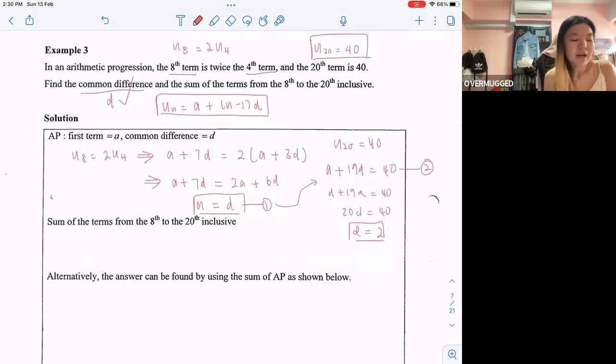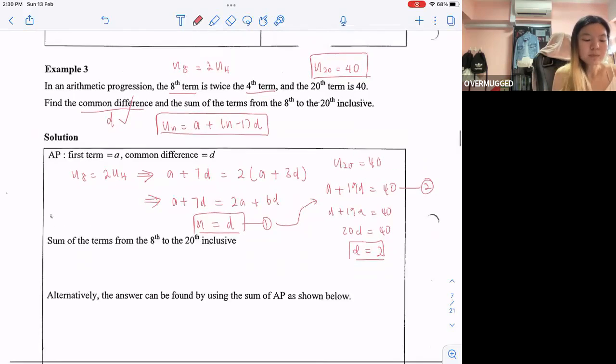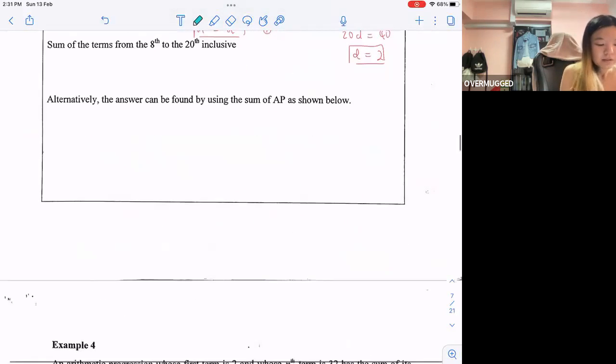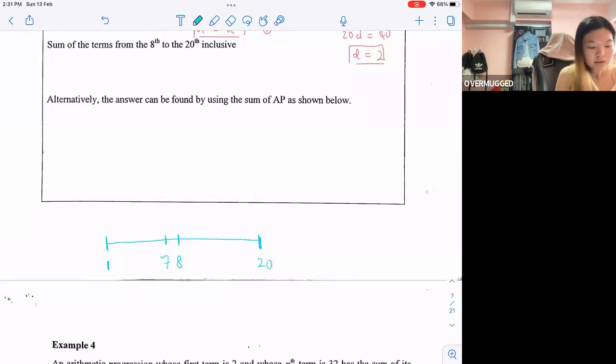Second part, now I need to find the sum of the terms from the 8th to the 20th inclusive. What does this mean? Let's look at this from a number line perspective. I have my number line, I have my first term here, my 8th term is probably somewhere here, and then I have my 20th term here. Probably the 7th term is somewhere here. I want from my 8th to my 20th term, including the 8th.